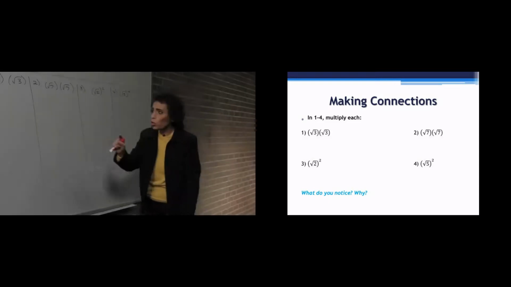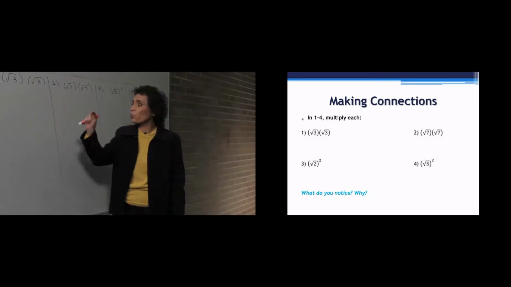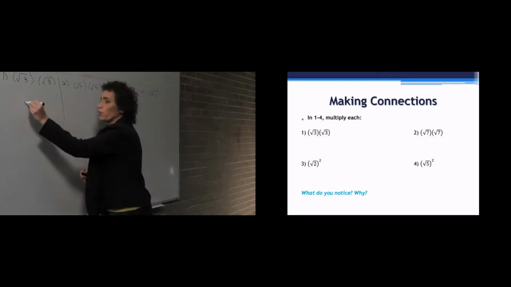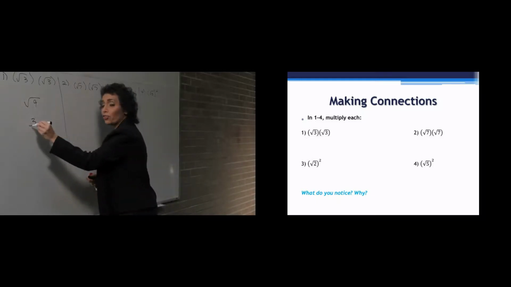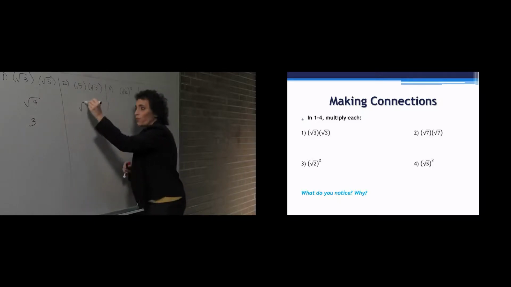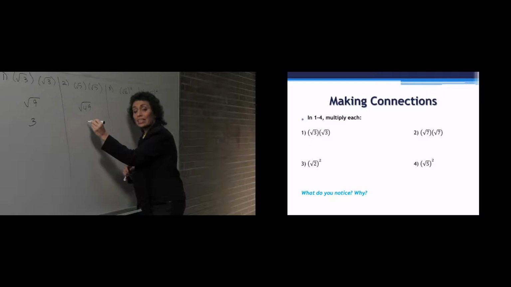Did you see the little note on the bottom of the slide? It's in your workbook. It said, what do you notice? So I'm hoping you looked for something you noticed. Square root of 3 times square root of 3 is square root of 9, but the square root of 9 is 3. Square root of 7 times square root of 7 is square root of 49, but the square root of 49 is 7.